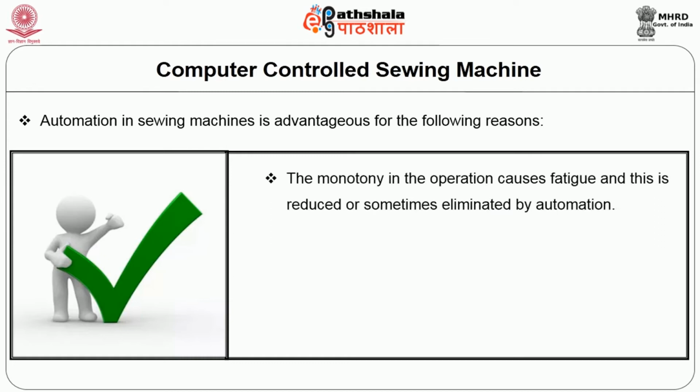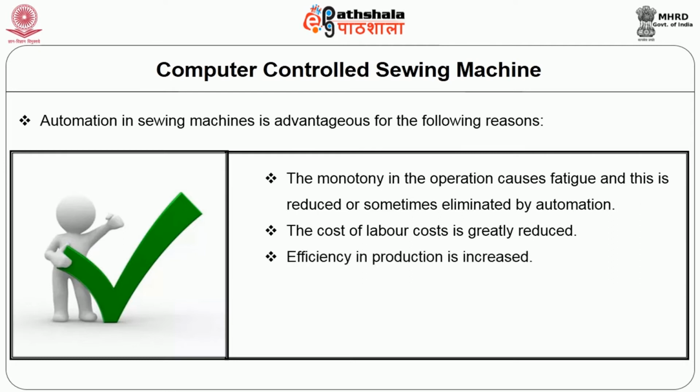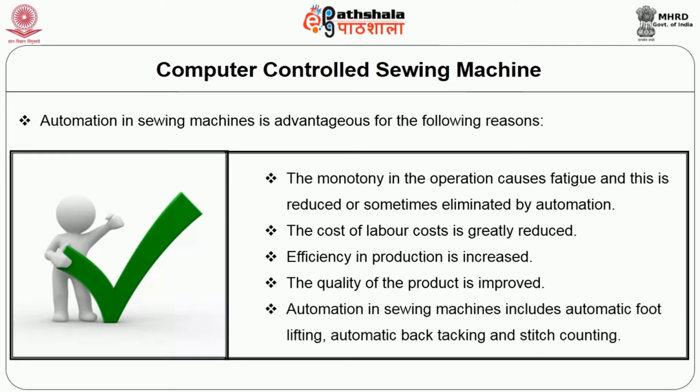The first is monotony. The monotony in the operation causes fatigue, and this is reduced or sometimes even eliminated by automation. The cost of labor is also greatly reduced. The efficiency in production is increased, and therefore the quality of the product is improved. Automation in sewing machines includes automatic foot lifting, automatic backtracking and stitch counting.